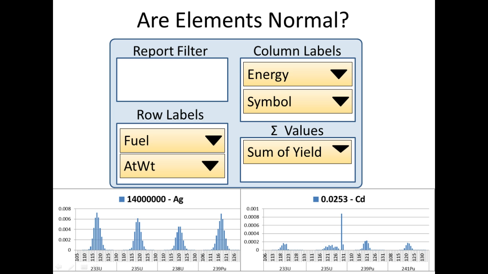Back in PowerPoint with the large print version of the field list for the next set of charts. This slide also shows some results. On the left is silver with fast neutrons. The bell shape of a normal distribution is apparent. On the right is a possible outlier in the cadmium data.